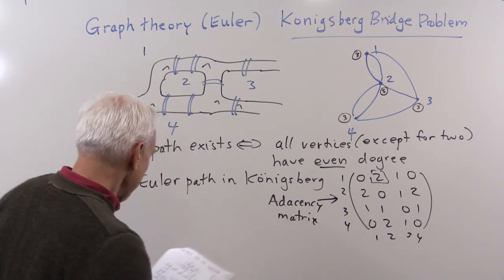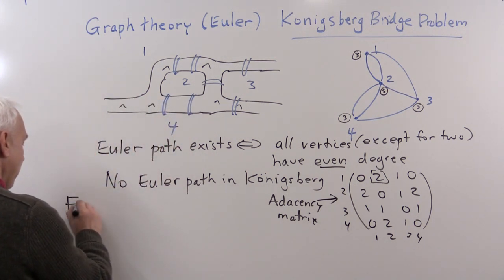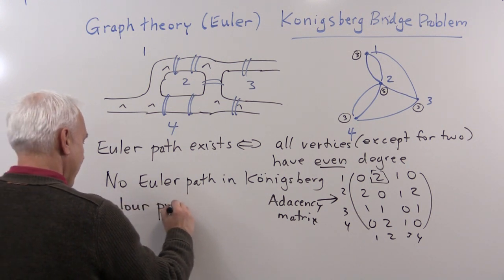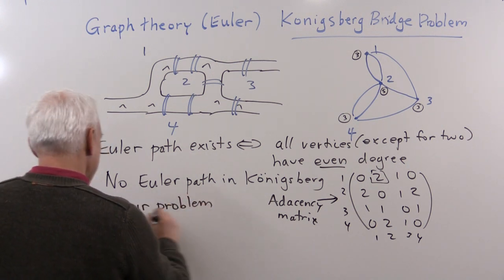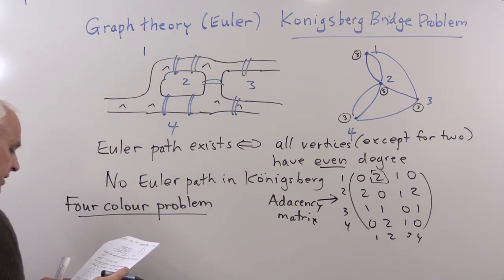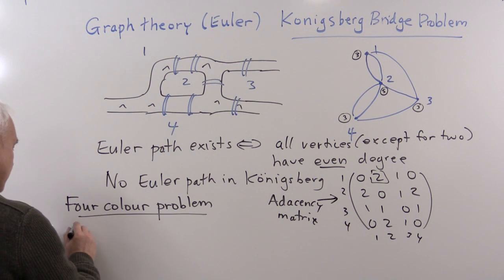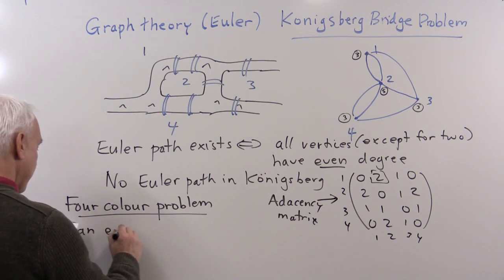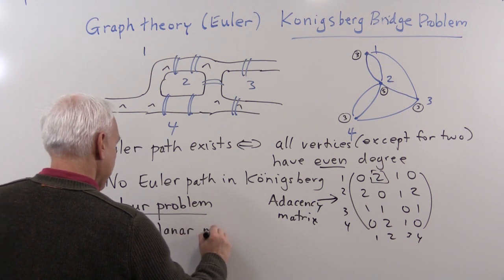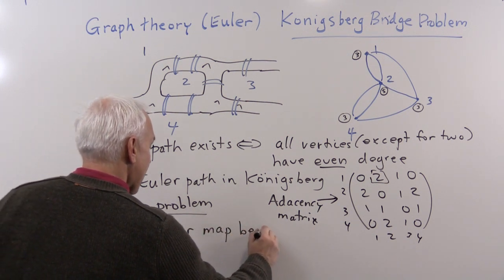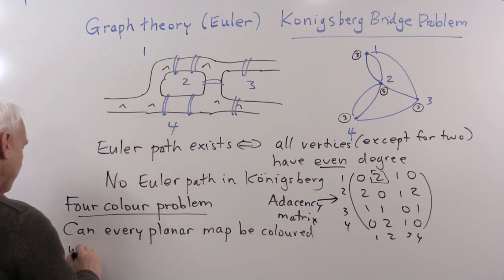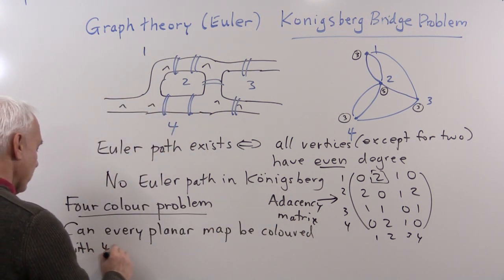And we cannot mention the famous problem in graph theory, the four-color problem, which arose in the latter half of the 19th century. And it is, can every planar map be colored with four colors?